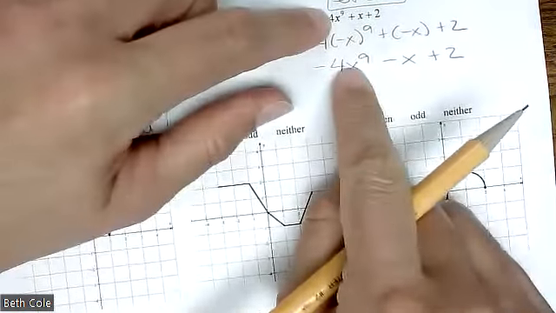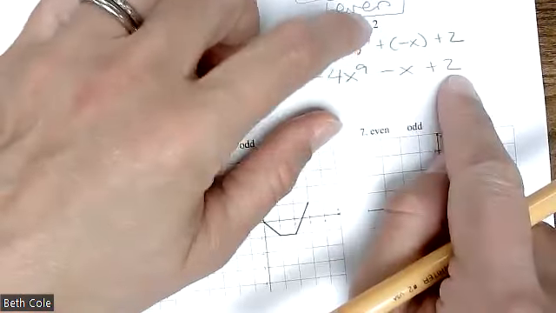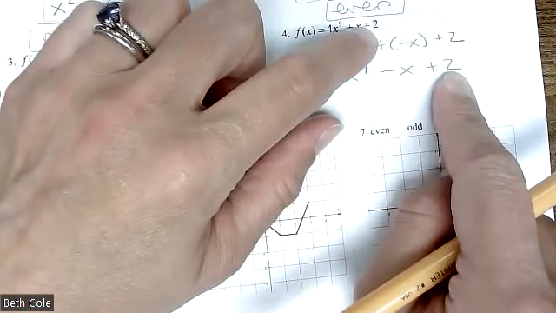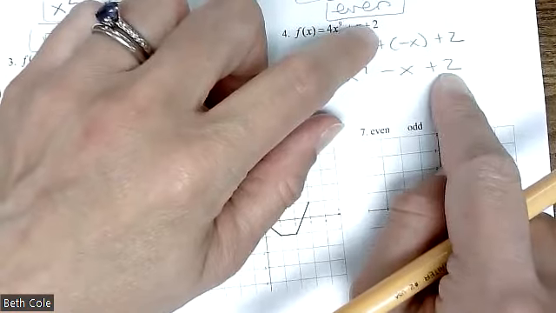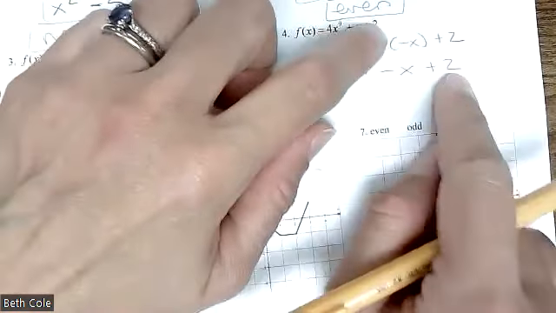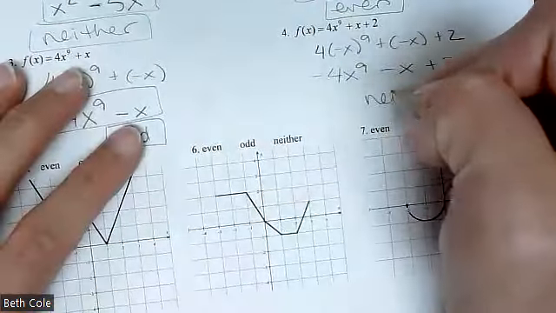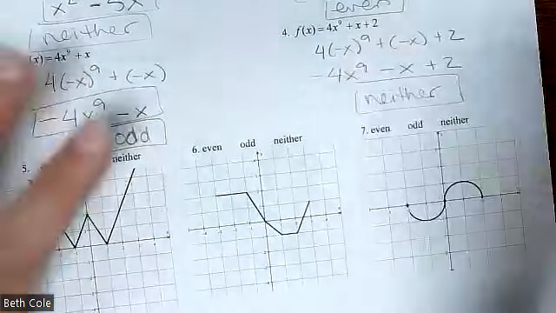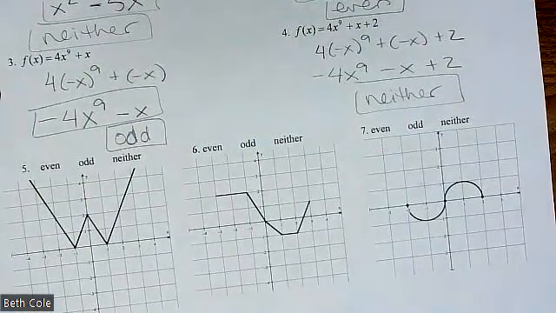The first term is opposite. The second term is opposite, but this was a 2 and it's still a 2. So what do you think? Yeah, it'd be neither. These two terms are opposite, but the 2 is the same, so neither. So if you just throw a number in there, it kind of throws the whole thing off.